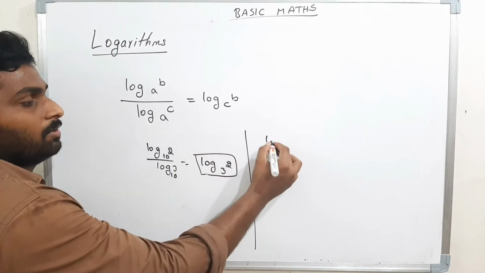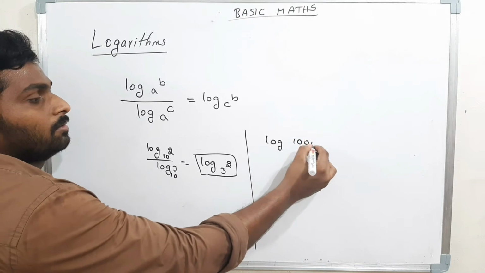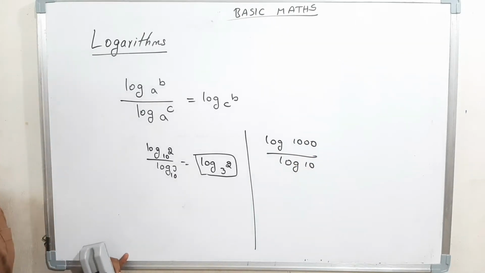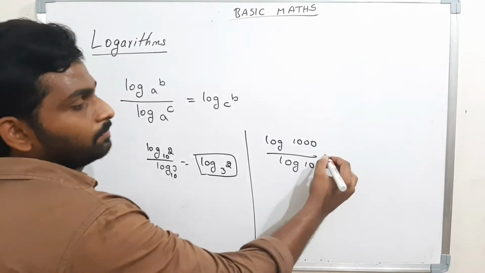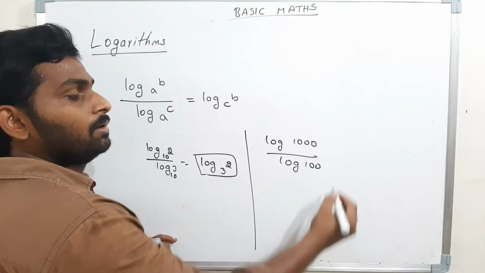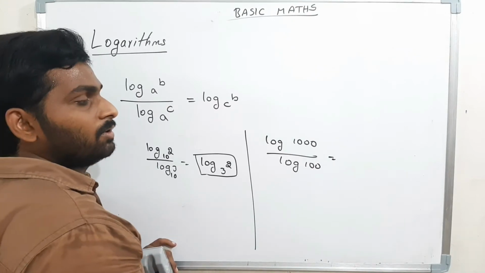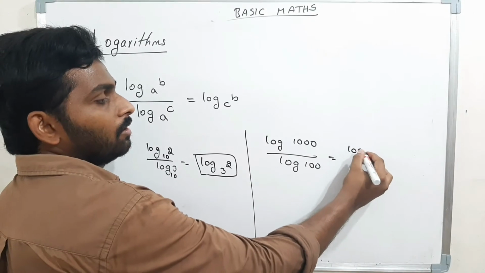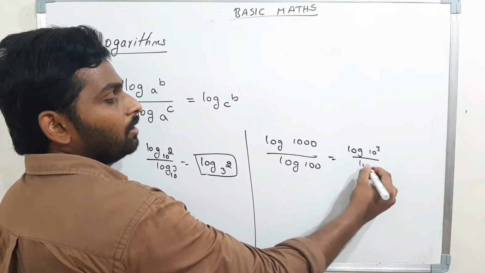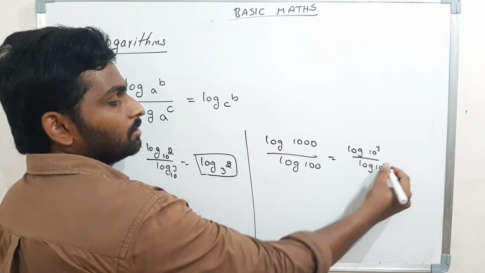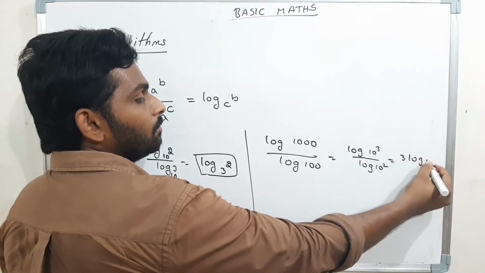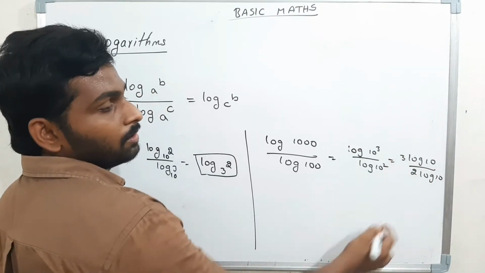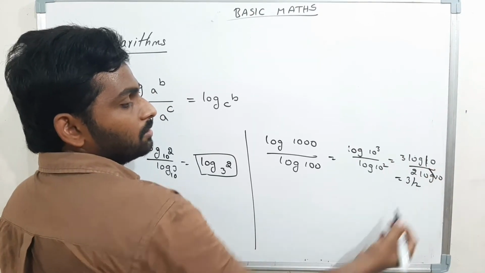Now we will see one more example for your clarity. Log 1000 by log 100. Now say me, what is the answer? I can do this one in two ways. 1000 means nothing but 10 power 3. Log 10 power 3 by log 10 power 2 is nothing but 3 into log 10 by 2 into log 10. The power will come to the front. What is the answer? 3 by 2 is the answer.